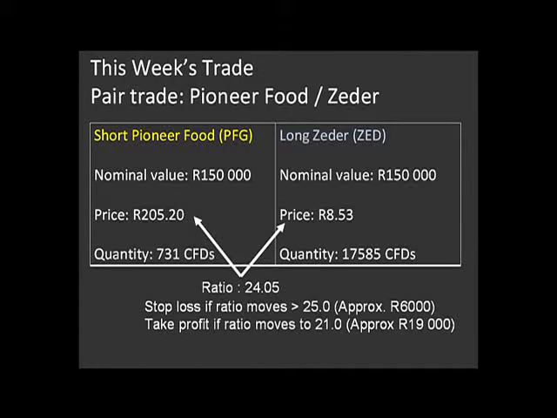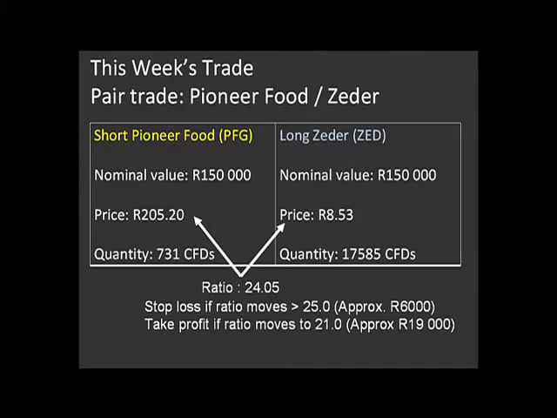Now that meant that the ratio between the two was 24.05. So you take the Pioneer Foods share price, 205 Rand 20, divide it by ZED at 8 Rand 53, and that gives you a ratio of 24.05. My stop loss is going to be if it moves out above 25, and I may even be a little bit flexible with that, but I'm going to monitor it carefully. And I would look for the ratio to come back down to about 21, where I would want to take profits.